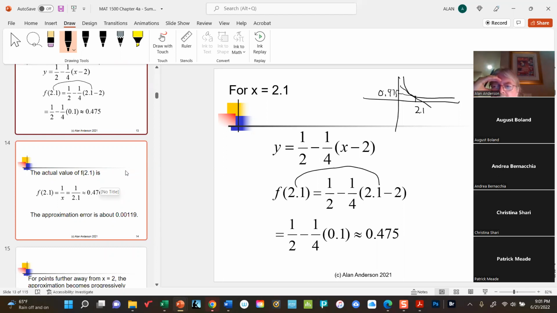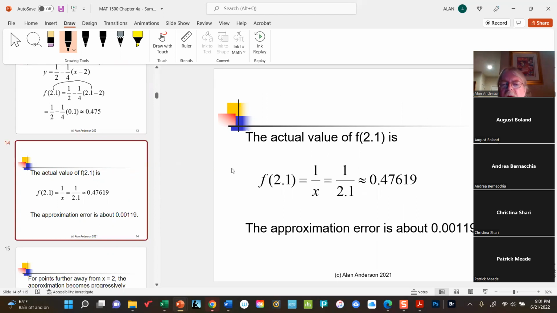So this may not seem like it right now, but this is going to be very helpful in cases where we may not have perfect information about the function itself, but we can still use this to come up with approximate results. It turns out that f of 2.1, plugging that into the original function, gives us about 0.47619. So it was pretty close. The approximation error wasn't too bad.